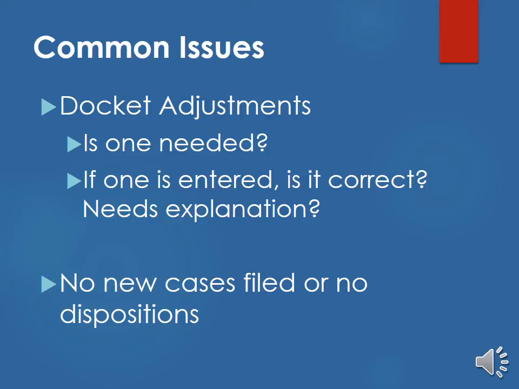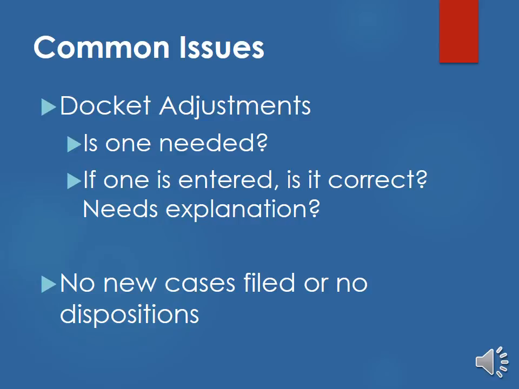If no docket adjustment has been entered, is one needed? That is, is there a difference between the number of cases that was reported pending at the end of the previous month and the number of cases that was reported at the beginning of the current month? If a docket adjustment is entered in the report, is it correct or is it an error? If it is correct and is fairly significant, an explanation needs to be entered into the report. Also look for reports that incorrectly show no new cases filed or no dispositions.